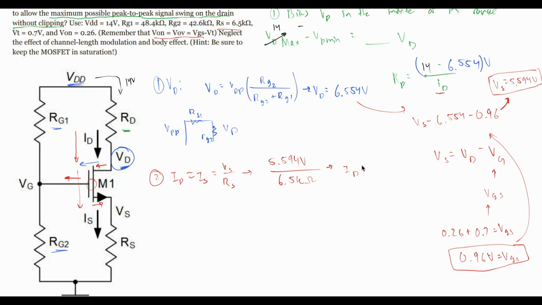It's going to give us an ID equal to approximately 0.8606, and we're writing this in milliamps. So this is going to be our ID. It's the next value that we have just found. So the steps for this would be setting this up right here. That would be step 1.